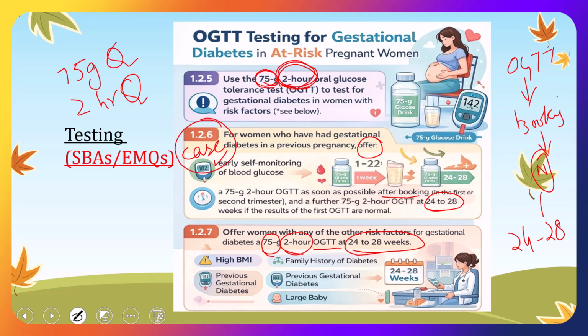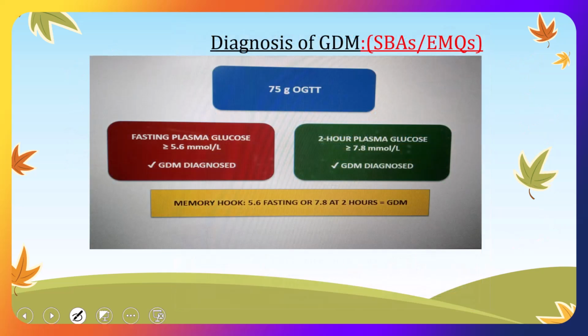So please remember, this slide is very important from your exam point of view and even for your OSCE, for your Viva by the examiner. Now, what are the tests of OGTT and how are we going to diagnose this? Please give attention to this slide. This is again a very important slide. It can come in the form of single best answer and even EMQs.